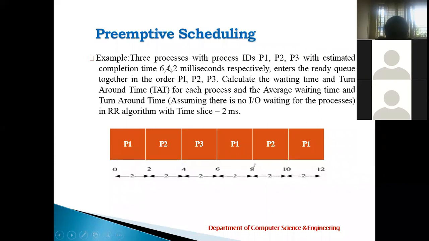Then what happens? Next, who will be given the token? P2. So P2 will also execute for 2 millisecond. Once its chance is over, P3 is also given 2 millisecond. After that, P1's turn will come. Then after P1 has completed 2 millisecond, again the chance is given to P2. It will execute 2 millisecond.